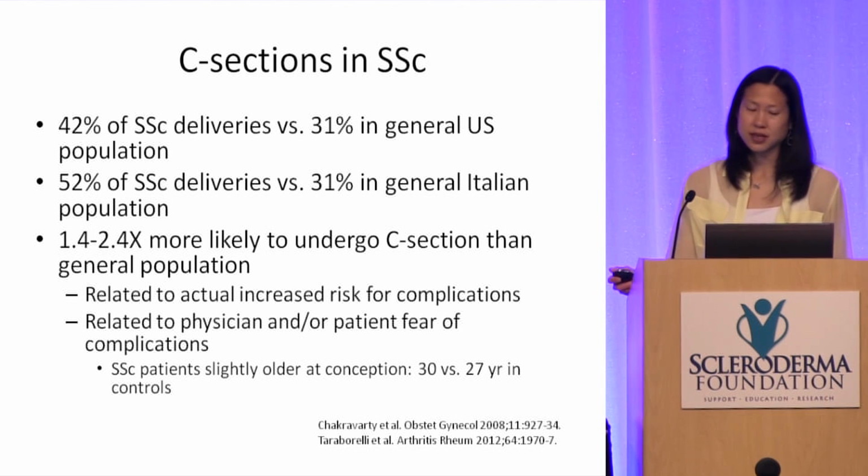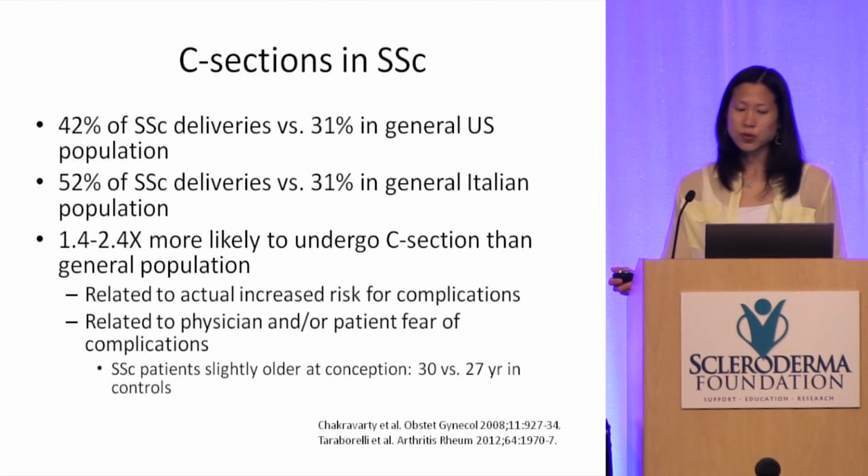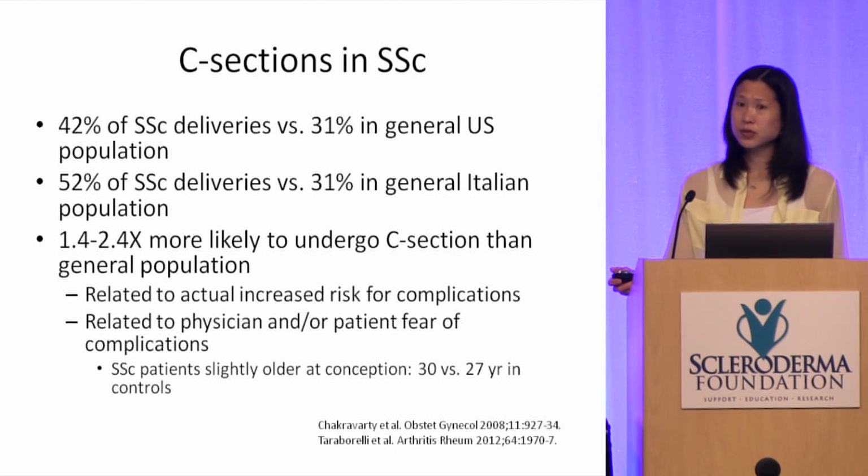Regarding cesarean sections, these are more common in patients with scleroderma compared to the general population, both in the US and in Italy. So 42 to 52% of scleroderma deliveries are delivered by C-section, compared to 31% in the general US and Italian populations. So in general, there's a 1.4 to 2.4 times more likelihood to undergo a C-section if you have scleroderma than if you're in the general population.